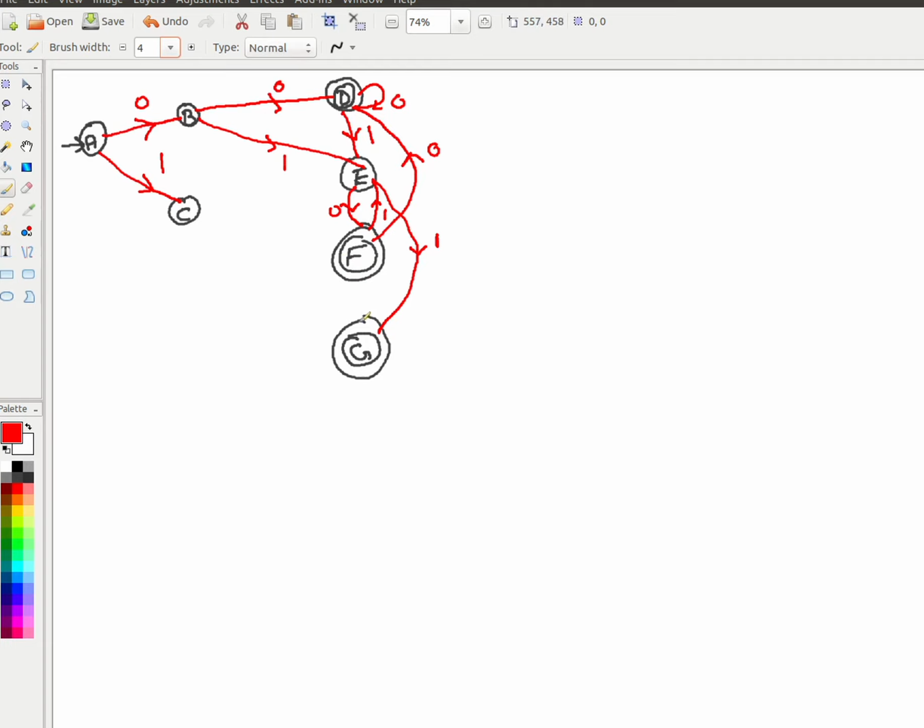Okay, F is also done. G: now G at 0 goes to F, G at 1 remains there. Now C at 0 goes to F, C at 1 goes to G. Any transition missing? 0 and 1 for F, 0 and 1 for G, 0 and 1 for C. Okay, good.